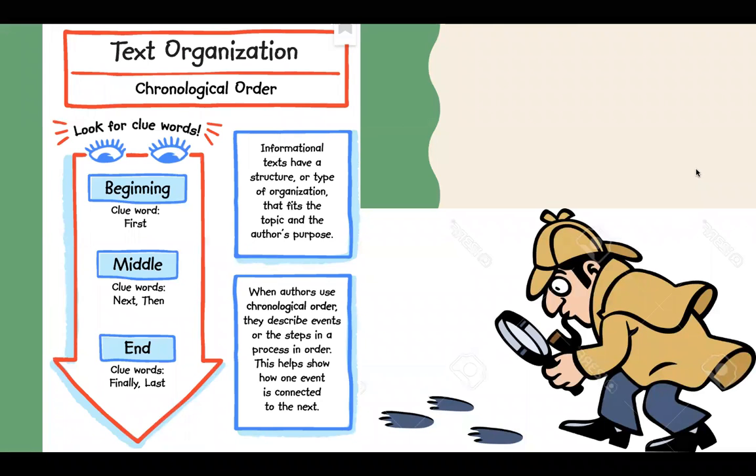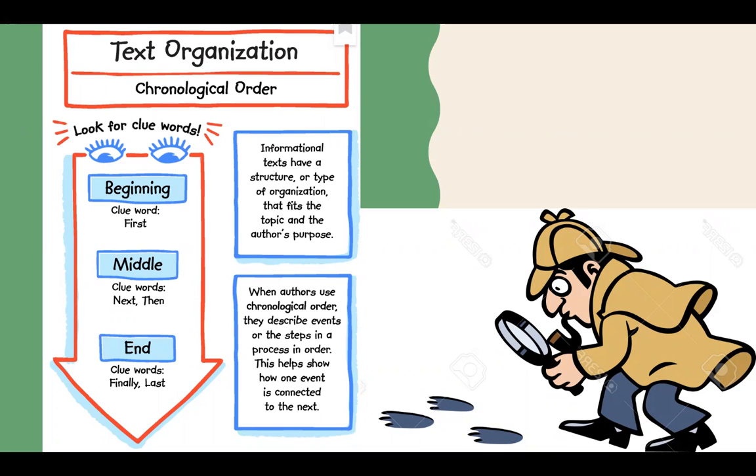Okay, now we're on to text organization. Chronological order. We have to look for clues. The beginning, the clue word might be first. The middle, clue word might be next or then. In the end, the clue word could be finally or last. Informational texts have a structure or type of organization that fits the topic and the author's purpose. They do it for a reason.